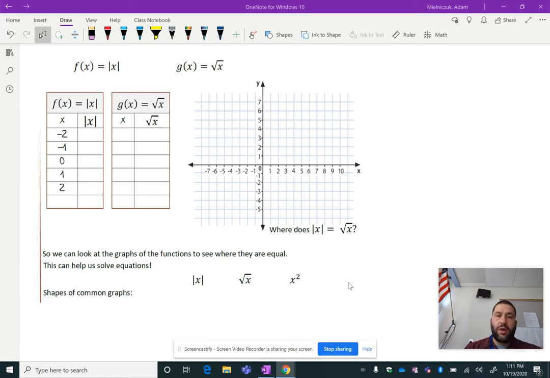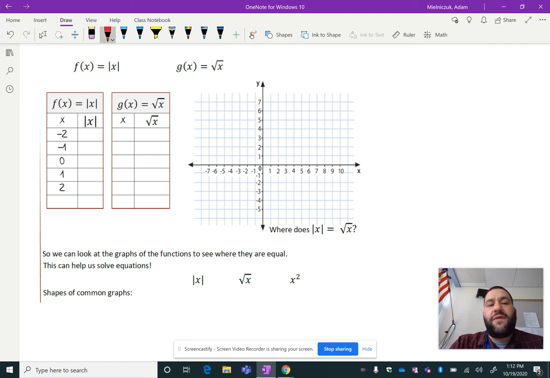All right, so far we have taken a look at how to graph functions. We've taken a look at piecewise functions, functions, domain, and range. Unit 8.4 is all about graphing functions to find out where they're equal. So in this situation, we have two graphs.